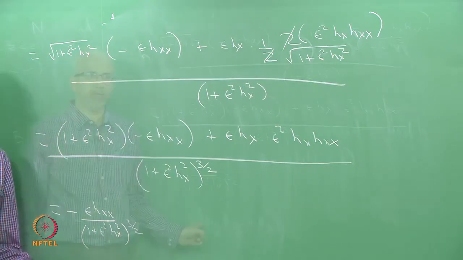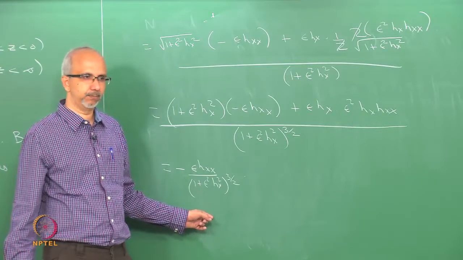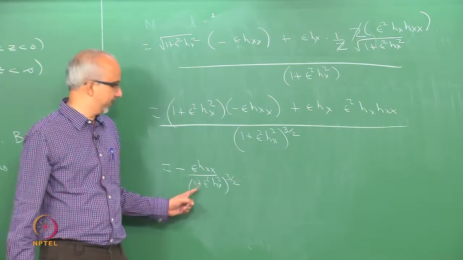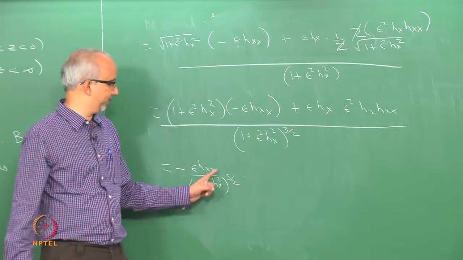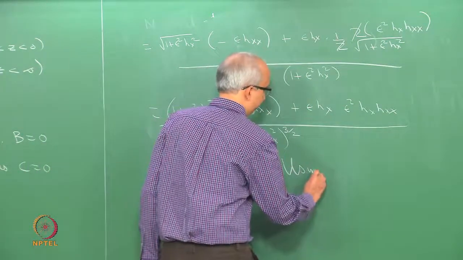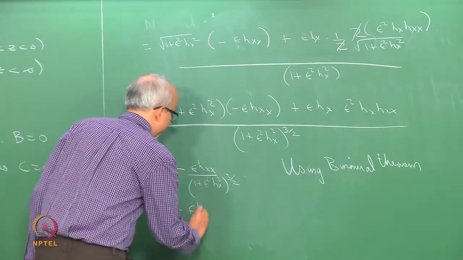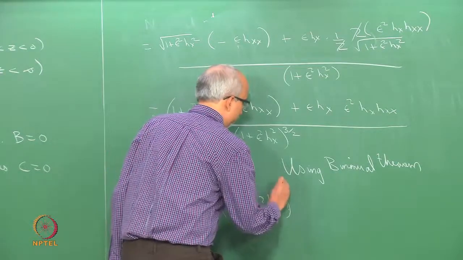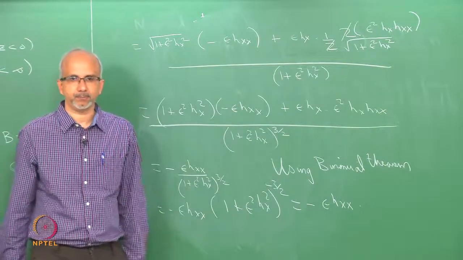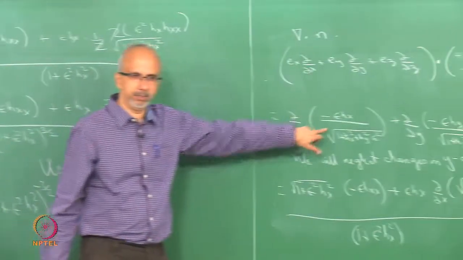This is a form which you are possibly familiar with. When you did your course in calculus, you must have come across this form, the second derivative on the top and to the power 3 by 2 in the denominator. Now, if you want to do an order of epsilon analysis, you would do a binomial theorem expansion of this. You would get 1 minus something which contains epsilon in it, so at order epsilon, using the binomial theorem, this is minus epsilon hxx times 1 plus epsilon squared hx squared to the power minus 3 by 2, and this is nothing but minus epsilon hxx. So the whole idea, I did that little bit of algebra to tell you that at order epsilon, this particular term gives me epsilon hxx.